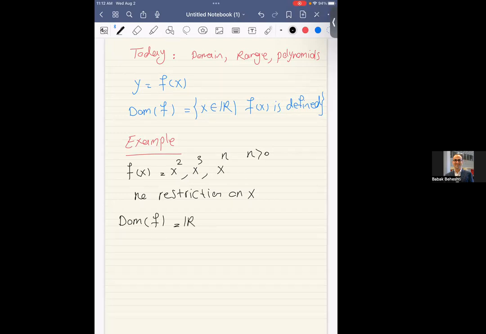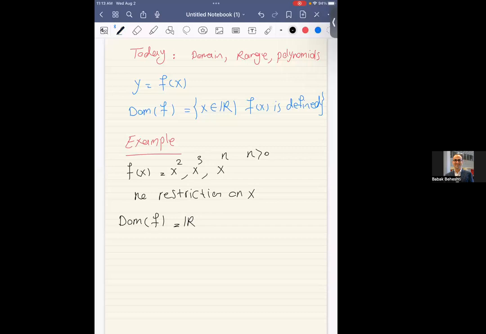Is that an I and R? Yeah, it's an R with an extra line beside it. So the domain for any positive power of x is just the set of real numbers, because there is no restriction. You can have x, any number, positive, negative, anything.